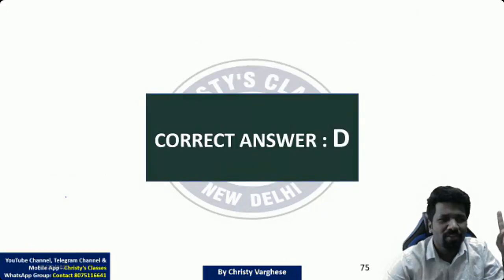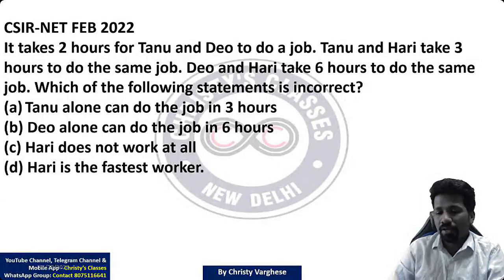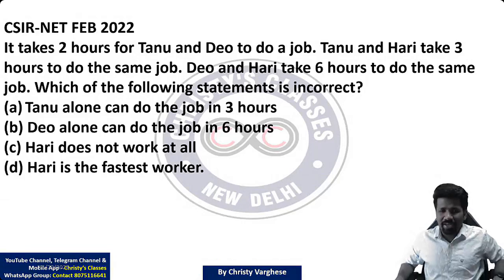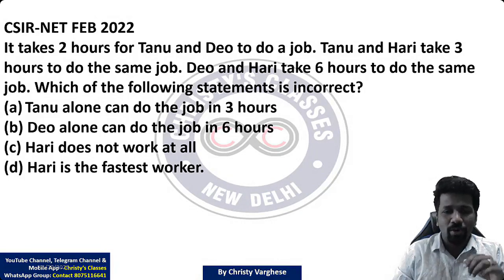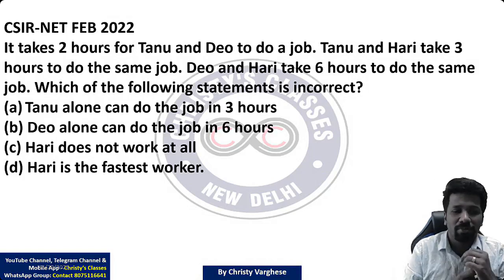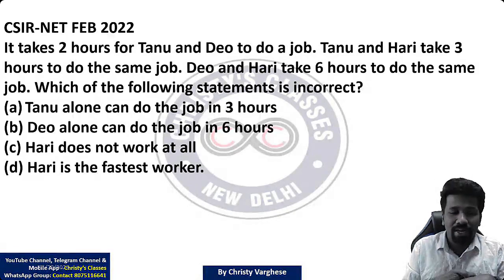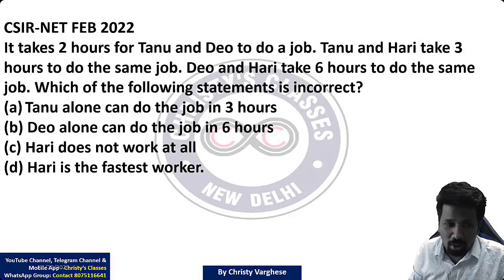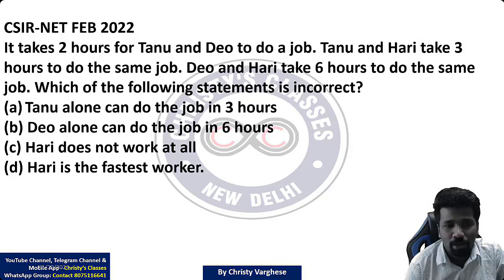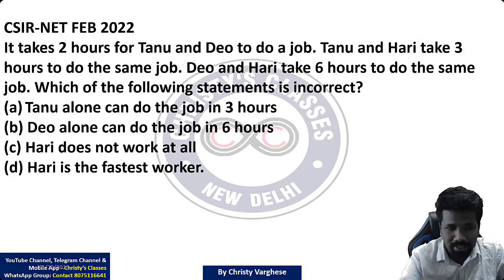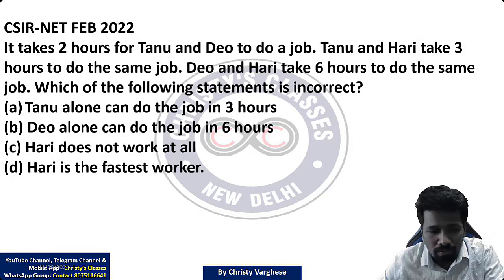This was asked in the CSIR exam in 2022. Due to lack of time, we'll read it together. It takes 2 hours for Tanu and Dio to do a job. Tanu and Hari take 3 hours to do the same job. Dio and Hari take 6 hours to do the same job. Now, look at the options. Not all of the options are about efficiency alone, but some options are telling about efficiency also. So let us discuss this anyway. Just a minute.